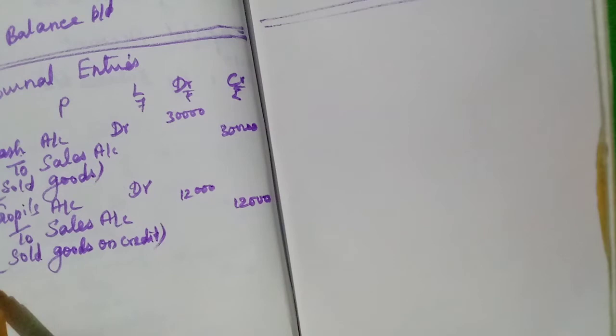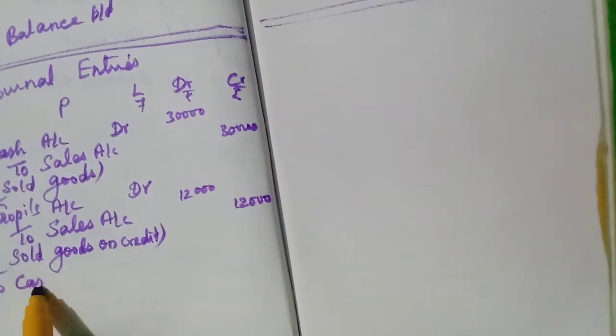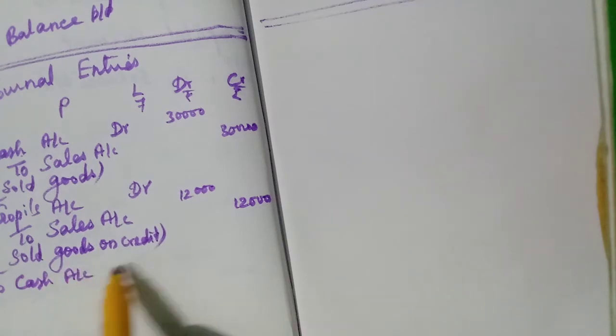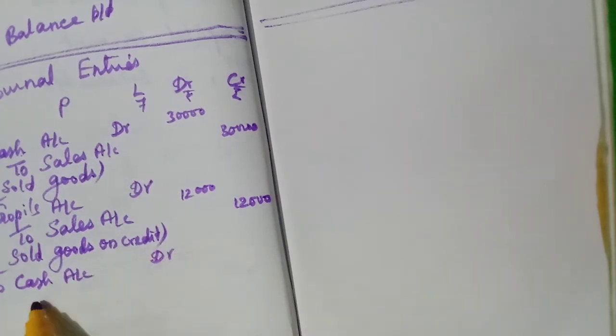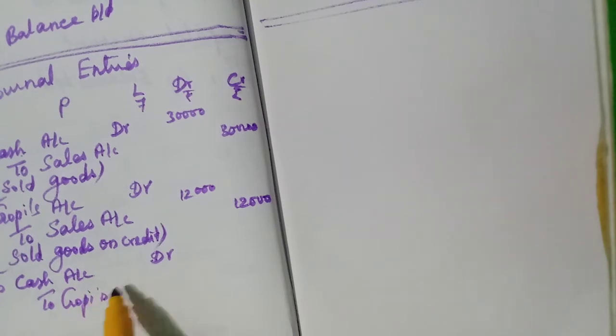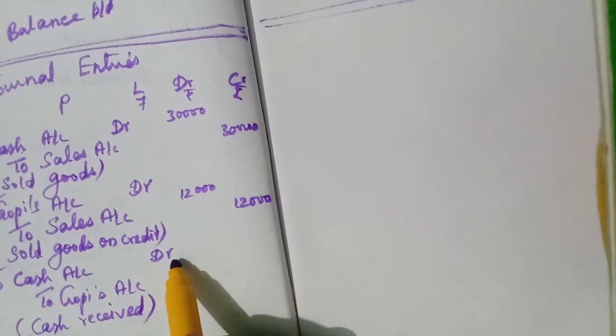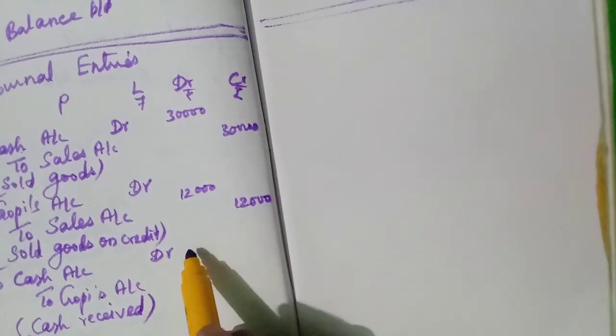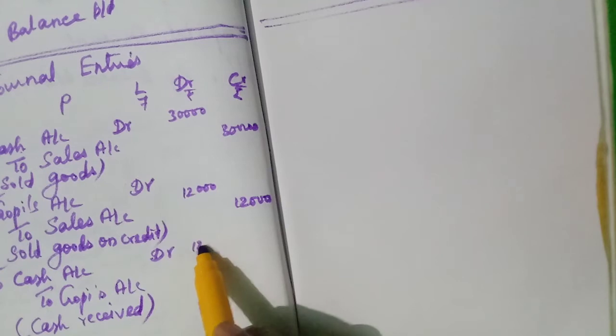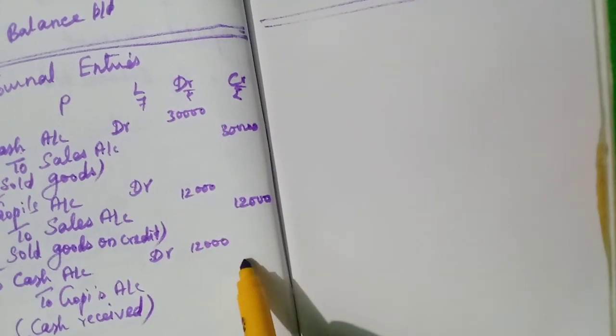Then 20. Received cash from Gopi. So cash is coming in. Cash account debtor. Who is the giver? Gopi. Gopi's account. Cash received. Find out the account correctly. Very easy only. Don't be confused.